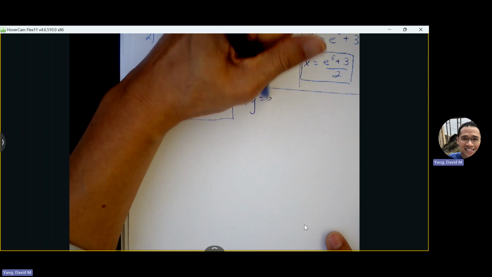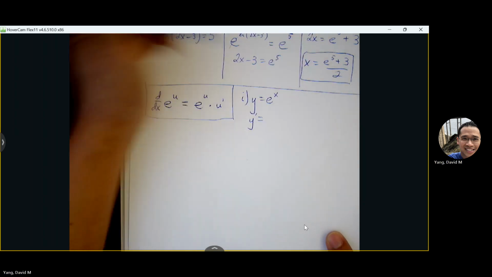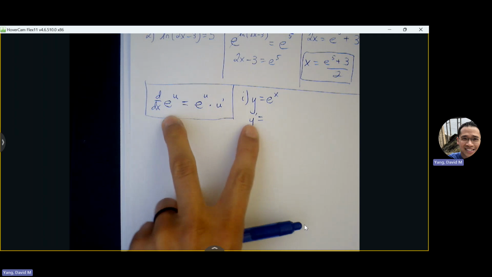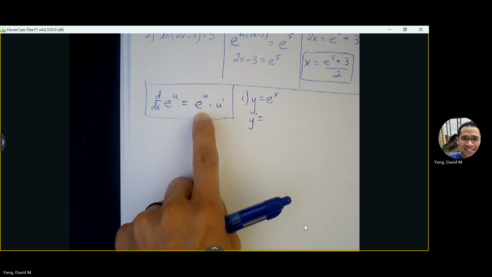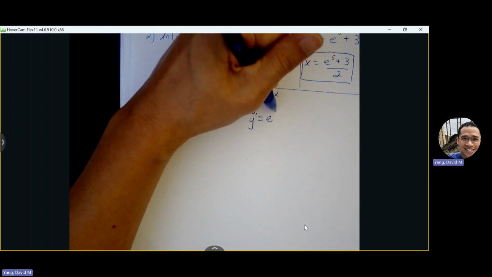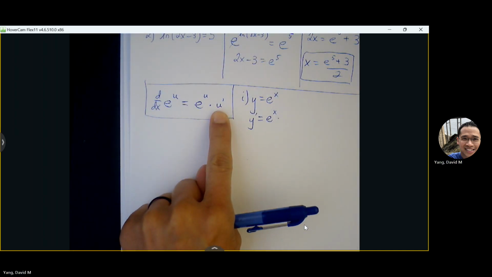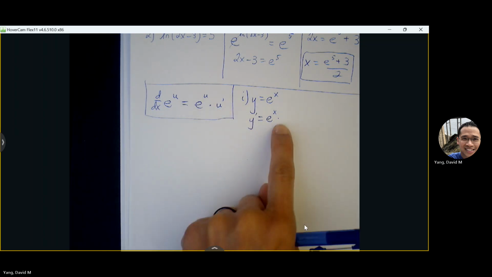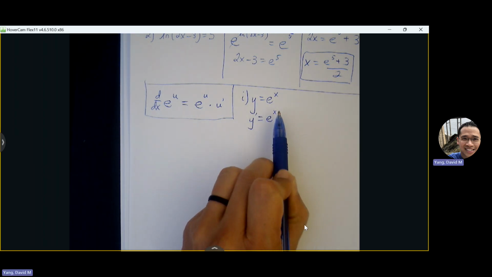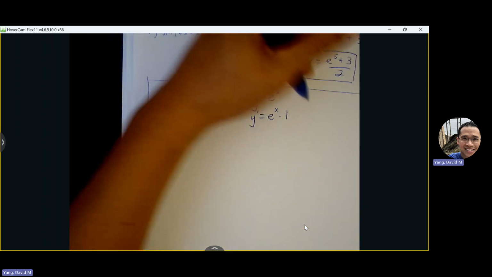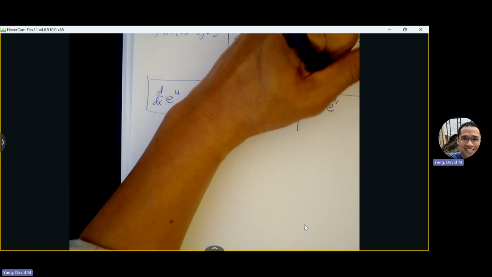So let's say I have y equals e to the x. Y prime, if I want to apply the rule for e to the u, it's just what? The function itself, so e to the x times, what's the exponent's derivative? X's derivative is just what? 1. Yeah. So e to the x times 1. So y prime is just e to the x.